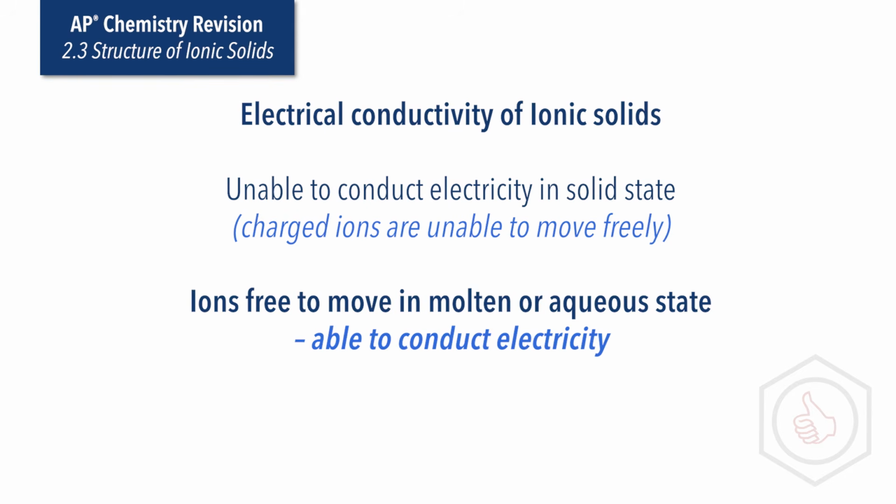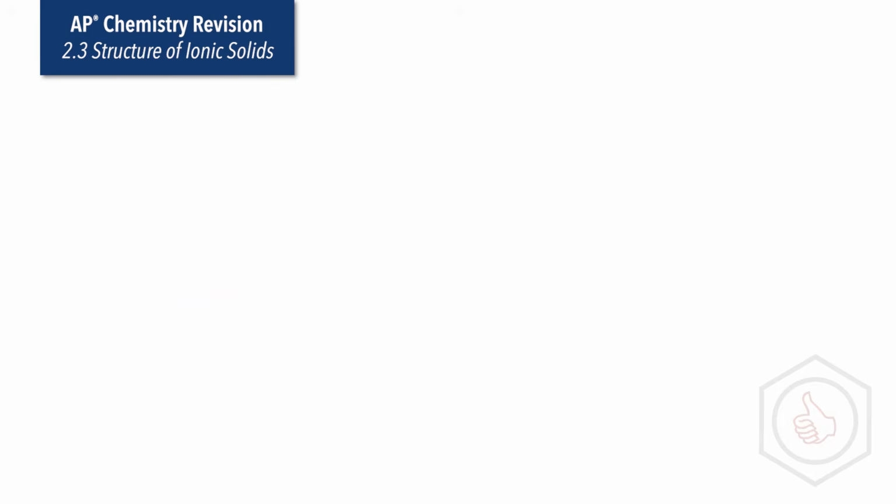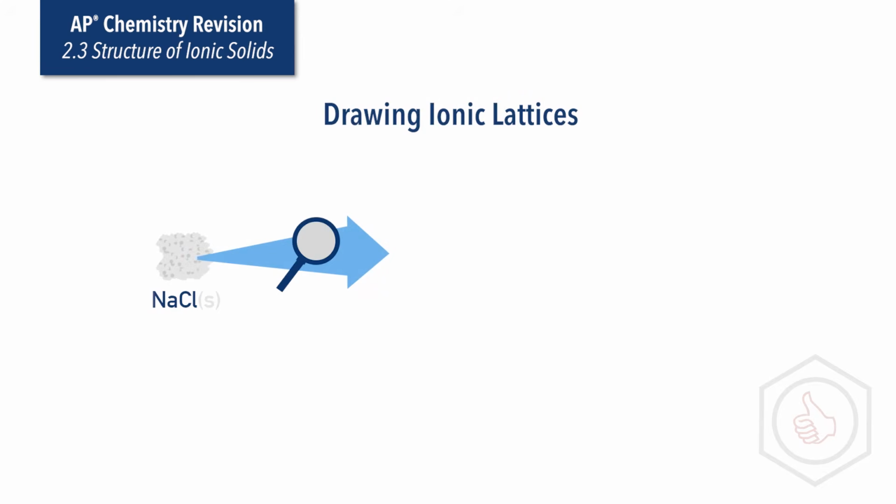Remember, for electrical conductivity, charged particles have to be able to move freely. This is also the same for metallic structures, where delocalized electrons are able to move. We often represent the arrangement of ions in a lattice using particulate model diagrams. Here we show the positive and negatively charged ions alternating in a regular 3D arrangement.